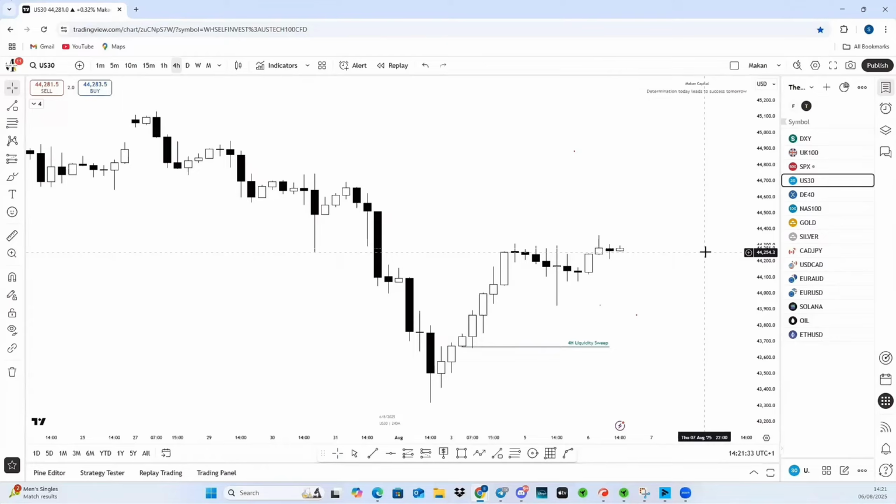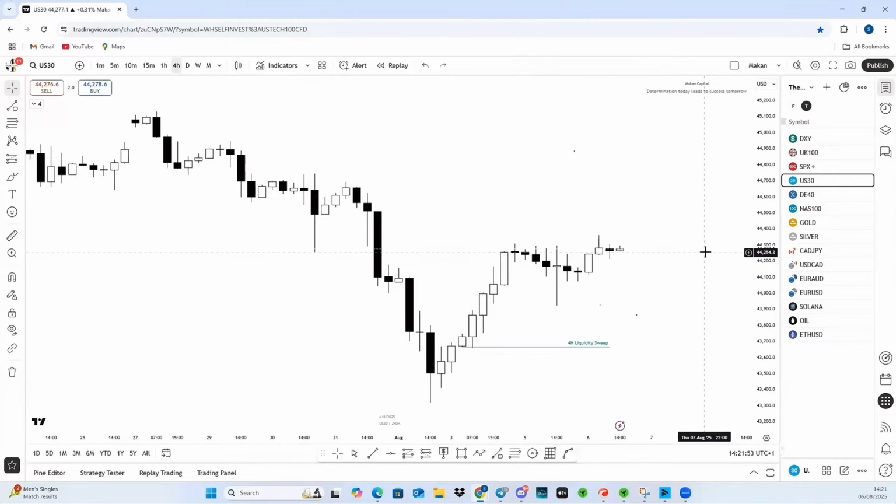The first one is what I call my first setup, which is the 5.0, and that has to be where the previous daily candle is bullish, and the second one is my 5.0A, where the previous candle doesn't have to be bullish. As long as the 4-hour is bullish and there's a confirmed sweep on it, then I can take a trade.